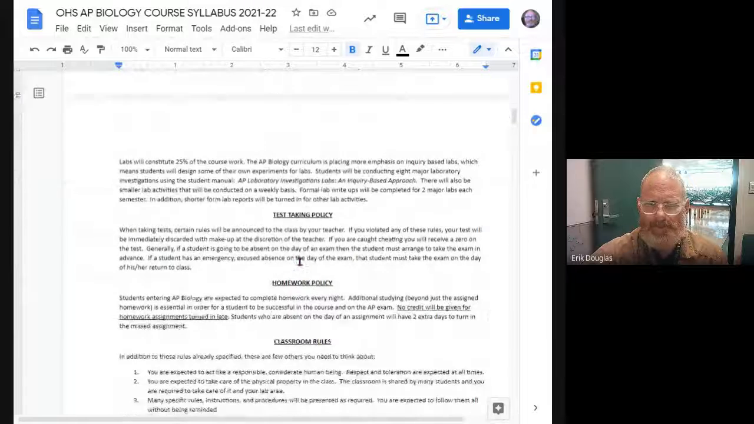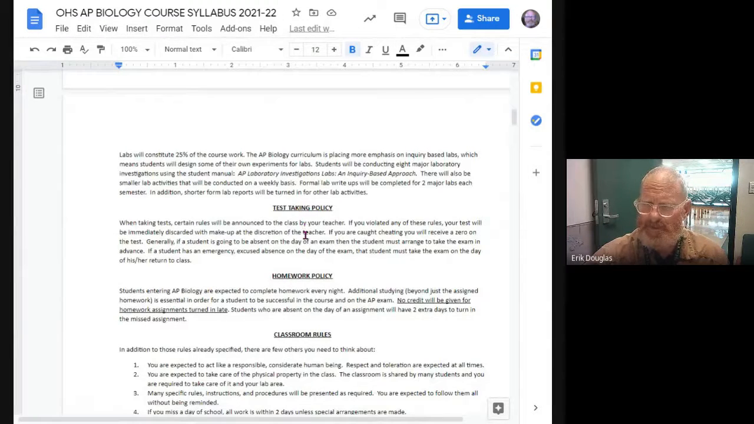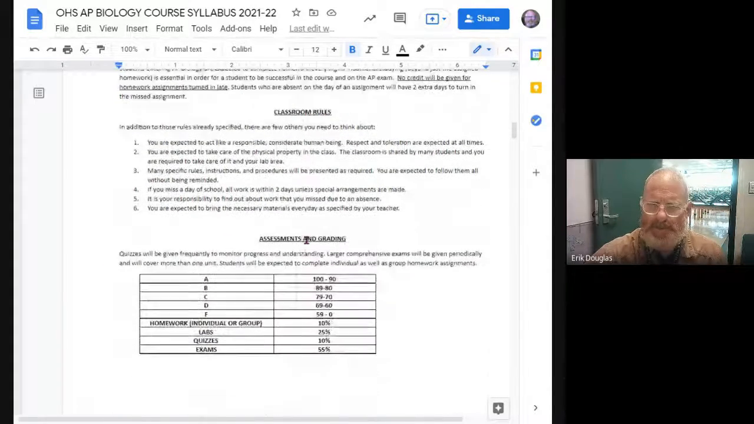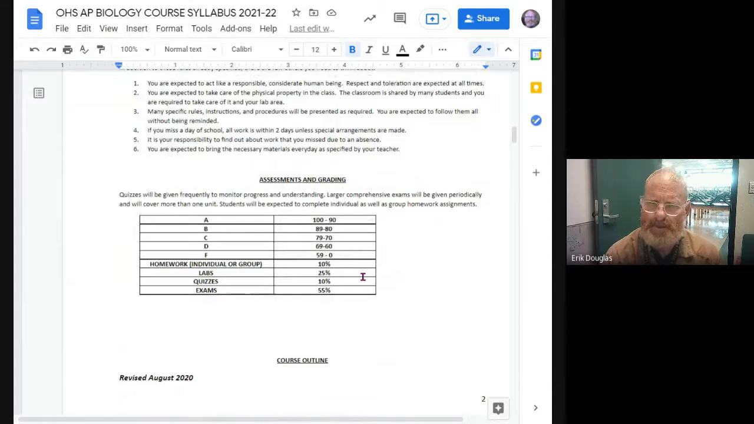And then we have our lab details. Labs are much more formalized here. Test taking policy, homework, and classroom rules, not as big. And then the traditional grading scale, 100 to 90 is an A, and it cascades down with the other grades. Homework is 10%. It doesn't seem like a whole lot, but that's where you practice to proficiency. That's where the learning actually gets going. Labs are 25%, a big part of it. Quizzes are 10%, and then the test exam. This being a college level course, just like you would see in a university, most of the weight is going to be given to the exam.